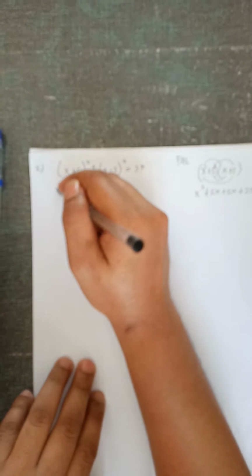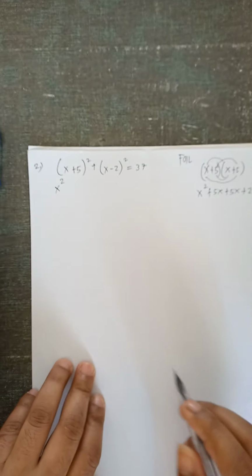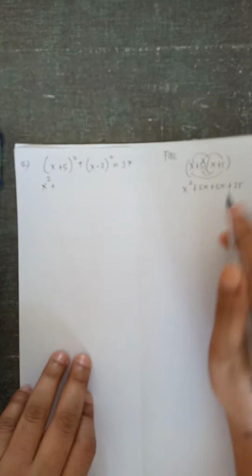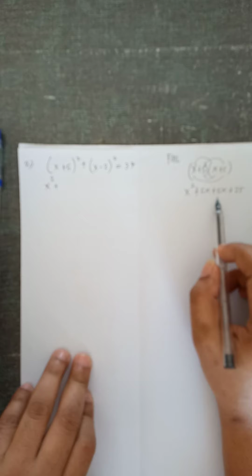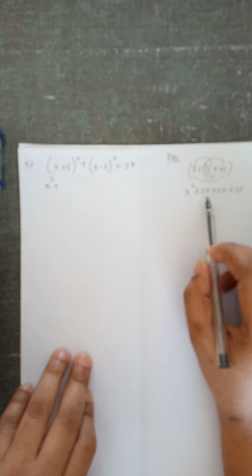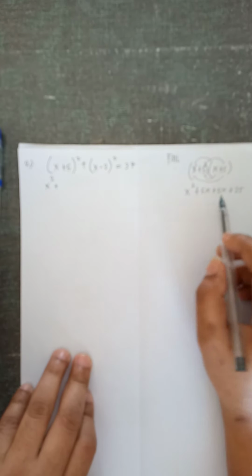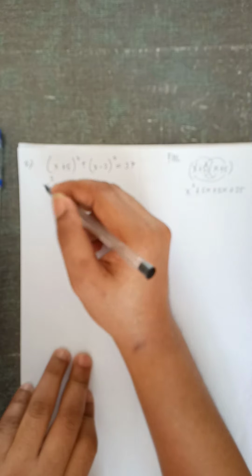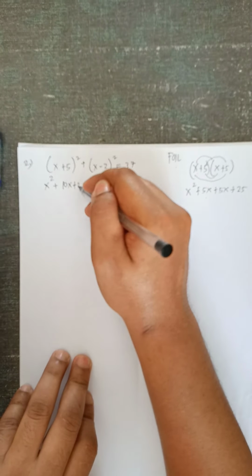Okay, so we have x squared plus, and there are like terms that we can combine, such as 5x and 5x, since they are alike. So what we will do is add the two like terms. So this will become 10x plus 25.